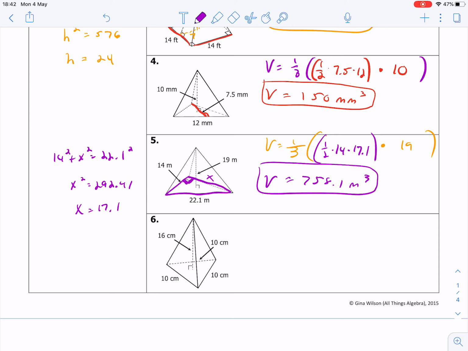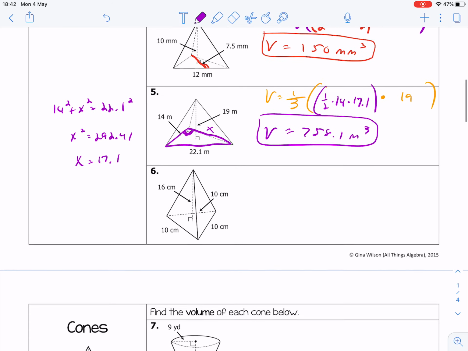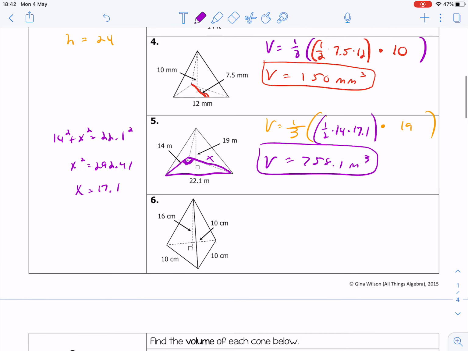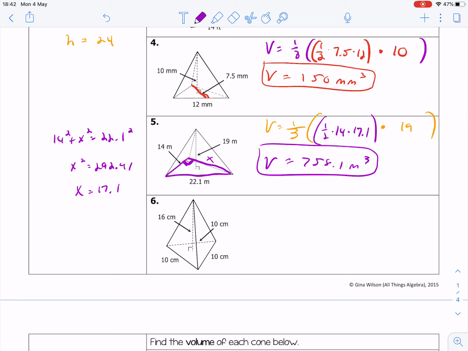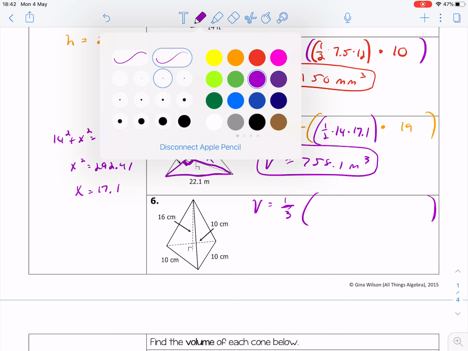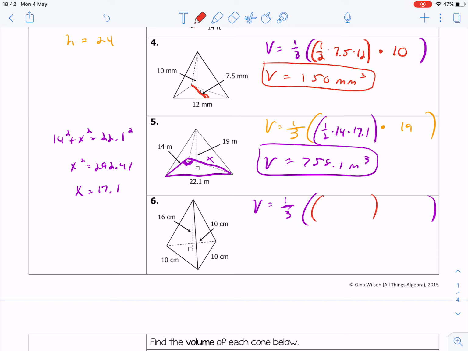There we go. Number 6, last one for pyramids. This is going to be a triangular pyramid, which is going to be 1/3 of a triangular prism. So triangular prism, we find the area of the base times the height. They give us the height, 16. That is going to be the difference between where the other base would be and the base we're going to find. So now we have to find the area of the base, which is going to be 1/2 times, now what?